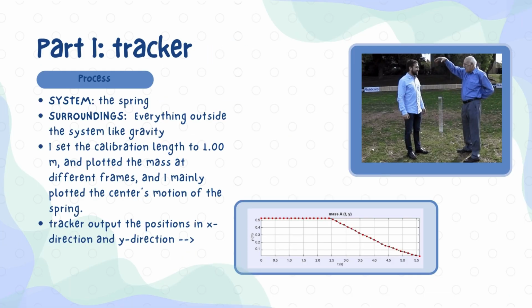Part 1: Tracker. The system is the spring, and the surroundings is everything outside the system, like gravity. I set the calibration length to 1 meter and plotted the mass at different frames. The tracker output the positions in the x and y direction when it referenced from this video shown in the GIF.